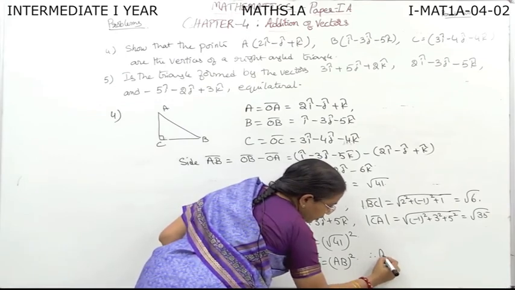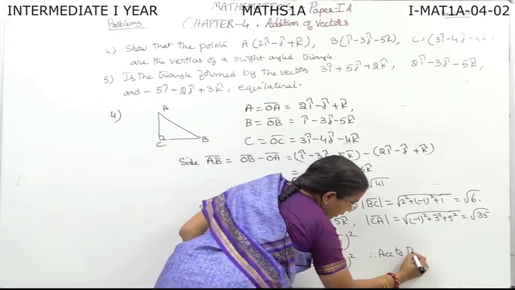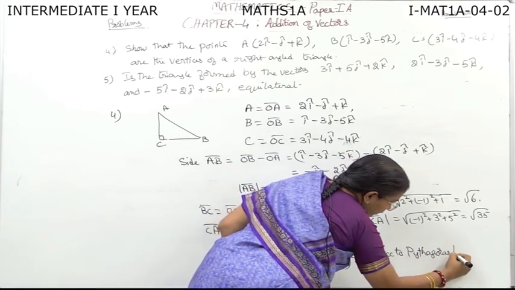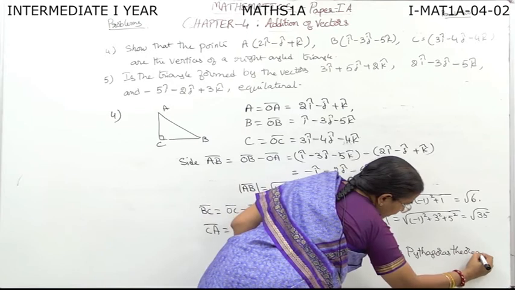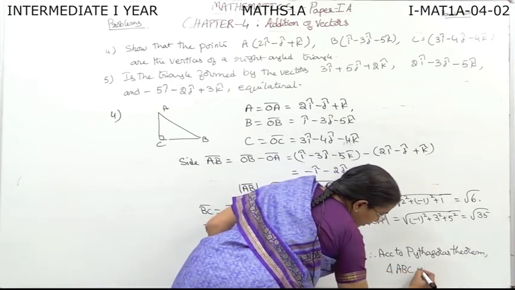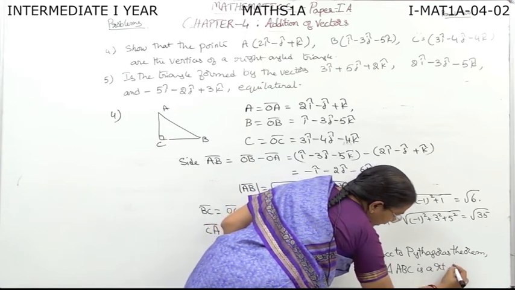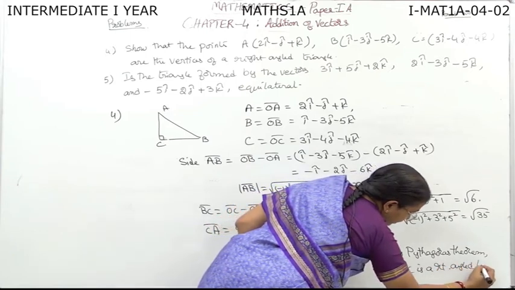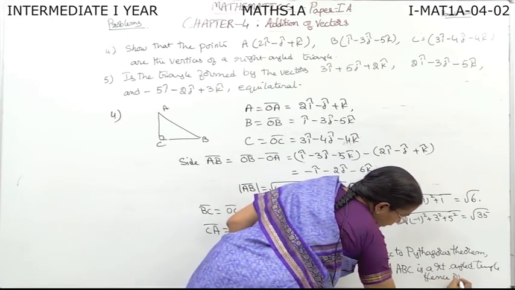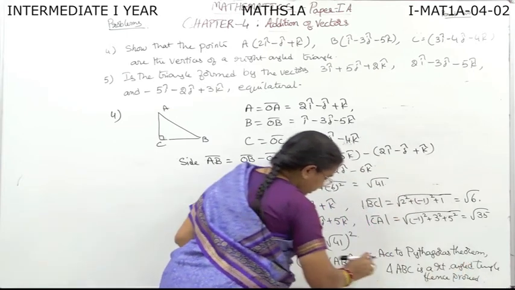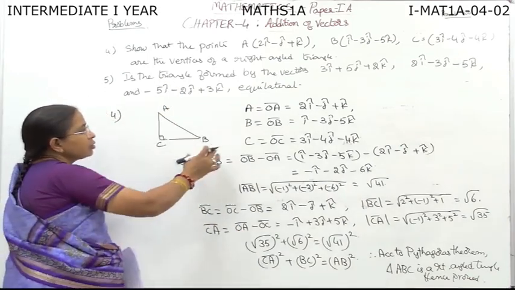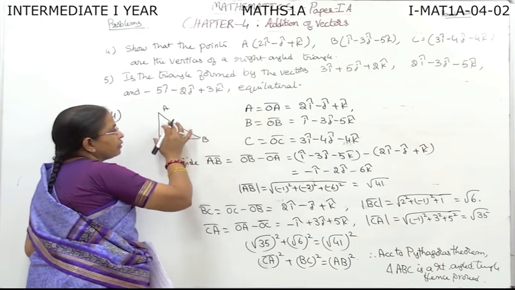So therefore, according to Pythagoras theorem, triangle ABC is a right angled triangle. Hence it is proved. So we proved that it is a right angle triangle. So here A, B, C are the vertices.